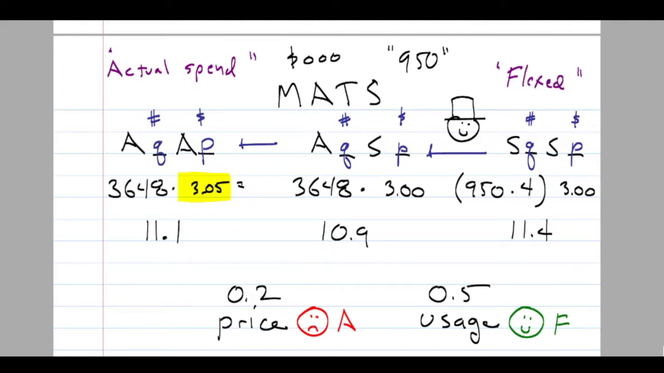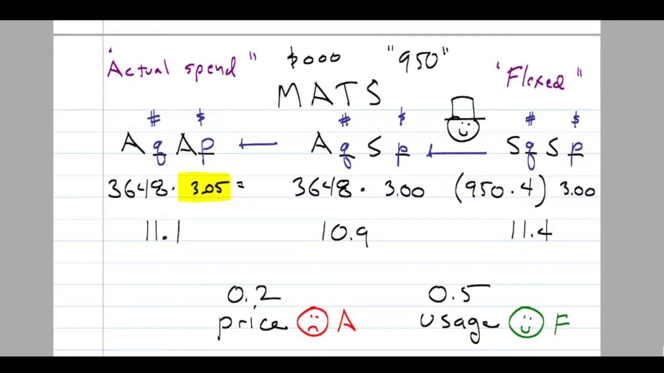So maybe in this situation, purchasing manager bought higher quality materials, so the production manager had less wastage, giving that favorable usage variance. And the 0.2 adverse plus the 0.5 favorable nets to the 0.3 total favorable variance that we saw in the previous activity.